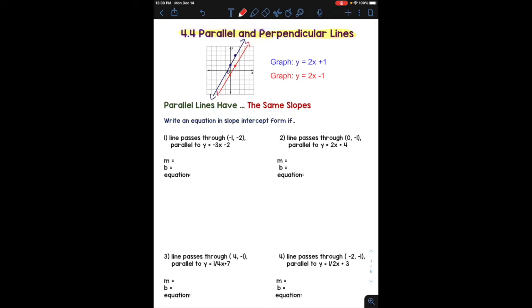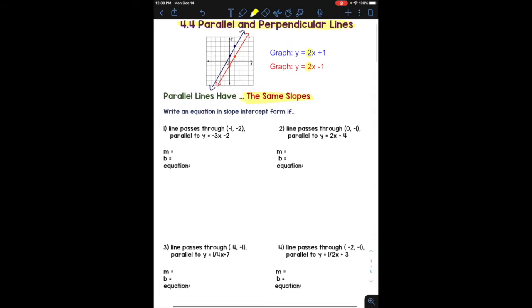As you can see, these two lines are not touching each other. They would be described as parallel lines. Notice that the slopes of these two lines are the same. They both had a slope of 2. One important thing we need to know about parallel lines is that they have the same slopes. So down below, what we're going to do is write an equation of a line that's parallel to another line. This is just a way of knowing what the slope of your line is going to be.